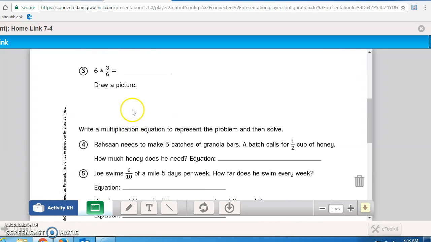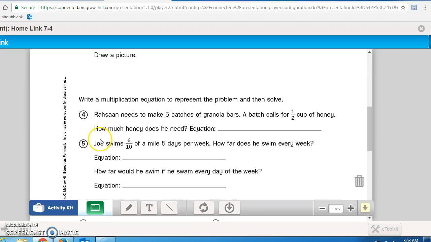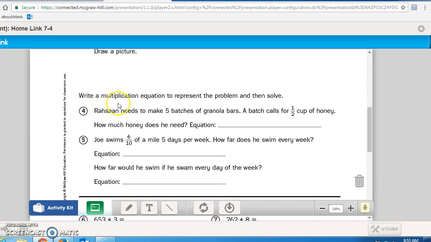Number 3, 6 times 3/6 equals what? Draw a picture for that problem. Numbers 4 and 5 say, write a multiplication equation to represent the problem and then solve it.